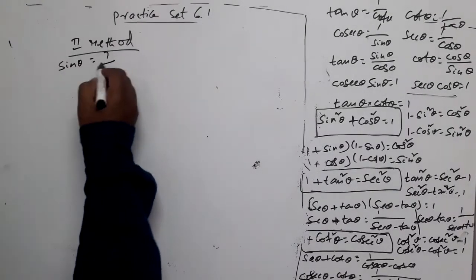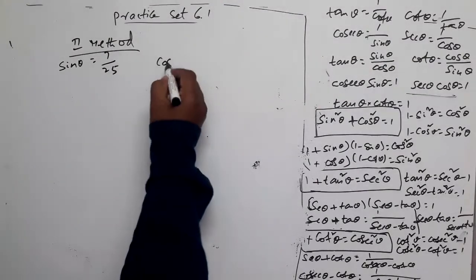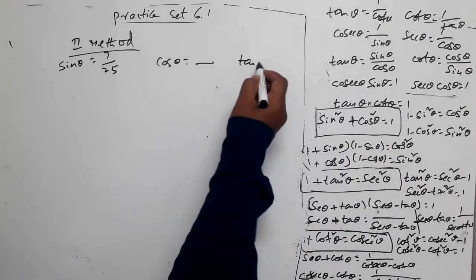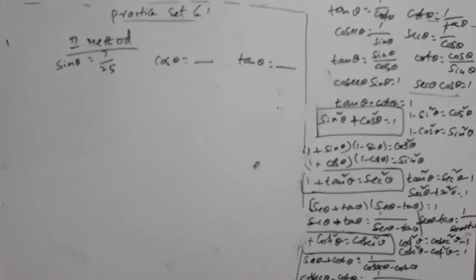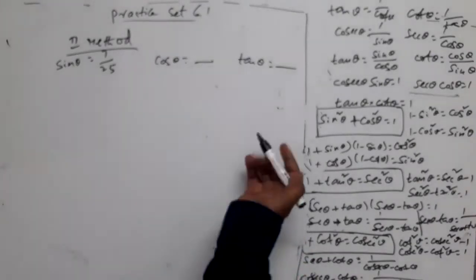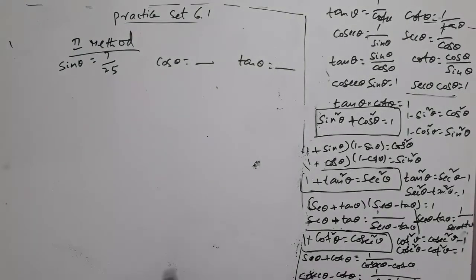Sin theta is given. You need to find the value of cos theta and tan theta. This is your target. How many trigonometric identities are there? 3 identities. Sin square theta plus cos square theta is 1. 1 plus tan square theta is secant square theta. 1 plus cot square theta is cosecant square theta.